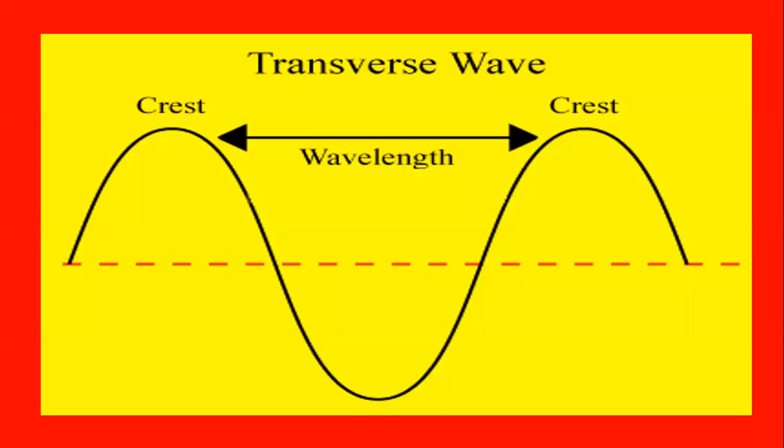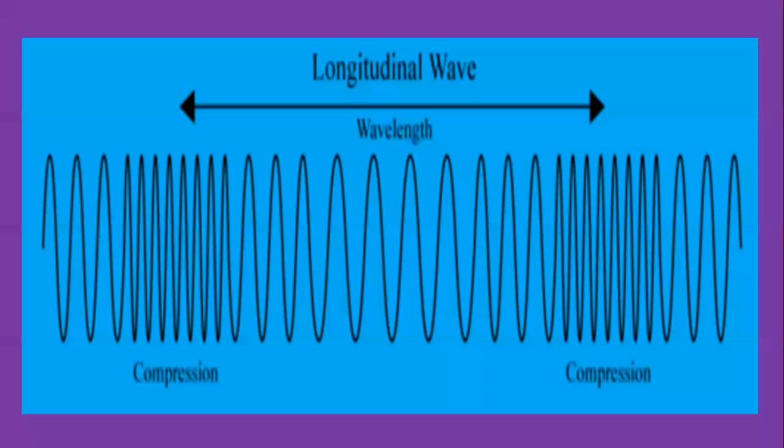With transverse waves, particles of the medium vibrate up and down at right angles to the direction of the wave. The wavelength of a transverse wave can be measured as the distance between two adjacent crests or high points, as shown here.